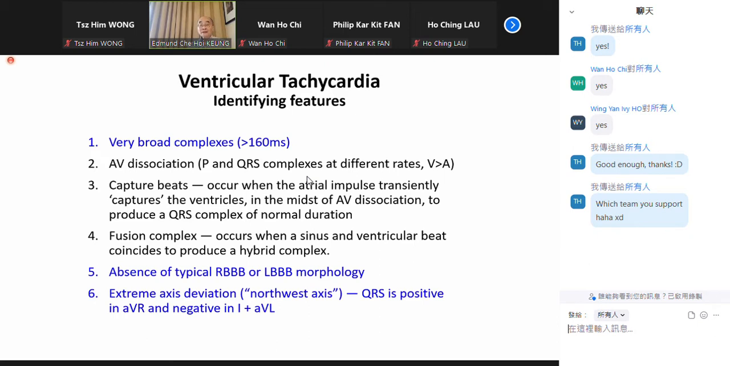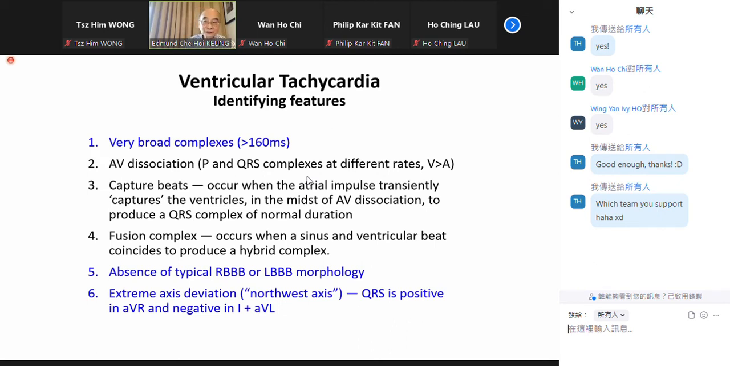Now let's go to 2, 3, and 4. If you see any of them, then you can make the diagnosis of VT. Okay? Now, AV dissociation in the presence of a wide QRS complex. That means that you can show that the P waves and the QRS complexes occur at different rates, and they have no relationship to each other. Okay? And also the ventricular rate is faster than the atrial rate. That means that the RR interval is much faster than the PP. Okay? So if you see that, you make the diagnosis of AV dissociation, and you have VT.